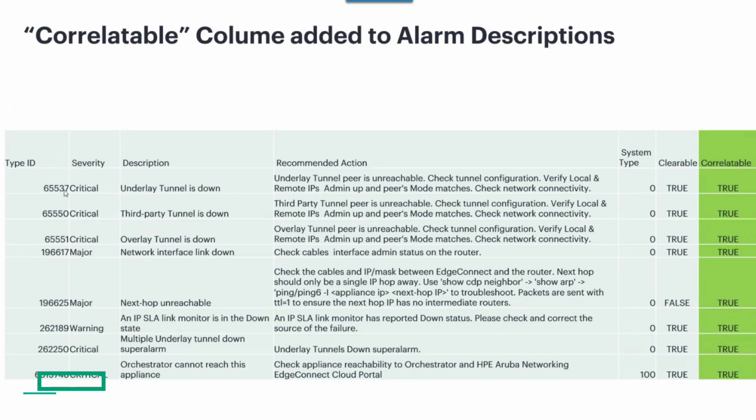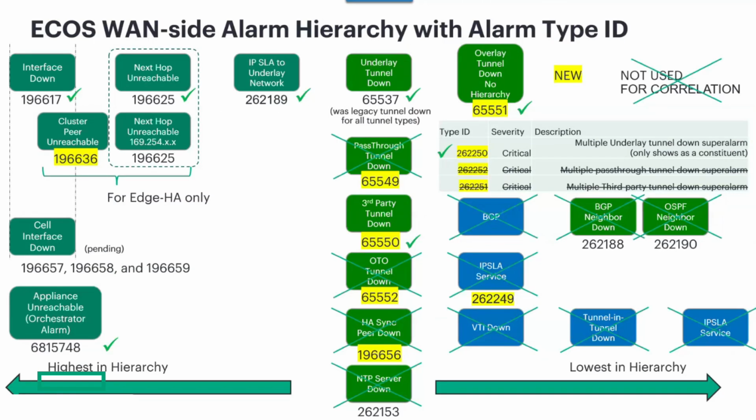And 65537 used to be the message ID for tunnel down, all tunnels down. For any customers that currently use remote receivers, WebSocket, Syslog, Kafka, webhooks, and do any kind of processing on this feed: tunnel down, 65537, that's now just for underlays. Pass-through tunnel down, 65549. Third party down, 65550, etc. Overlay tunnel has a different number. So we split out the alarms for the various types of tunnels.